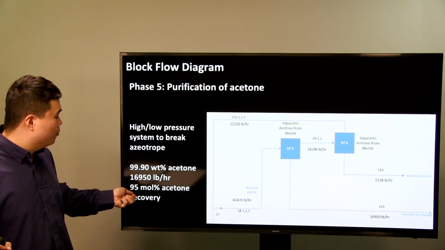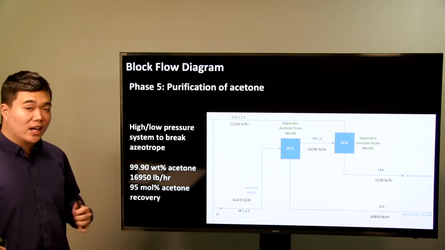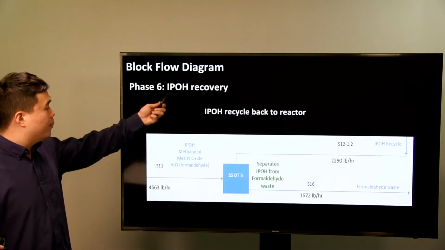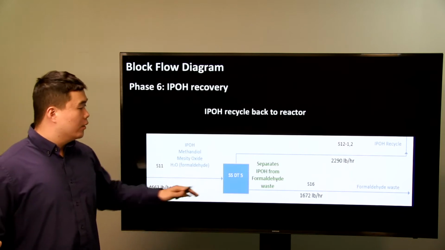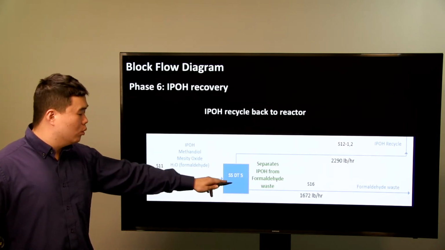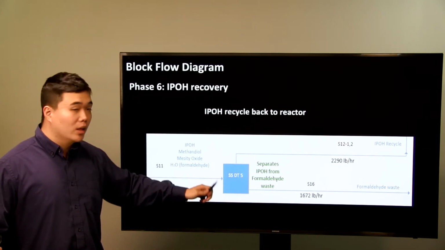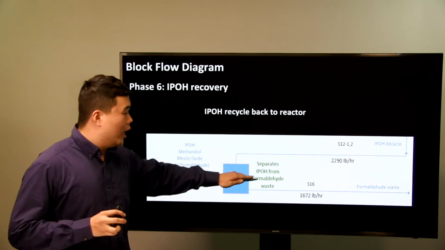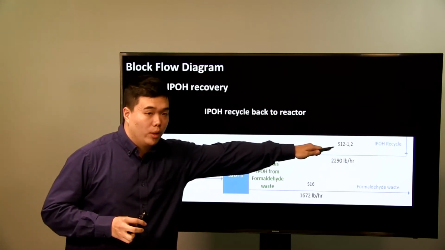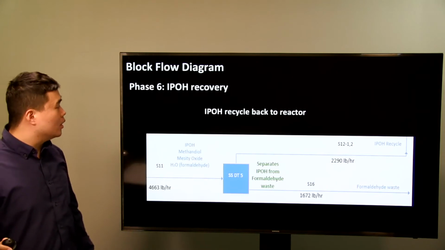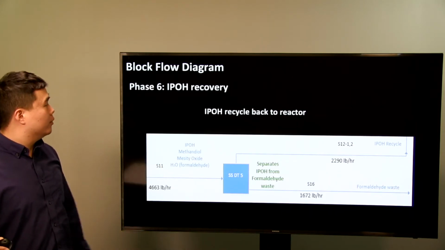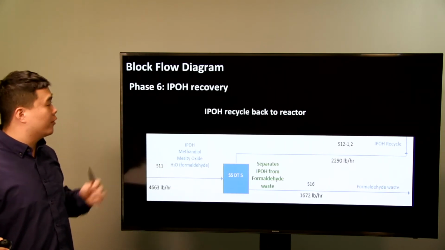requirement, which is 95% acetone recovery, we designed the last phase, which is the IPOH recovery. So the IPOH recovery would be conducted at SSDT5. Over there, we're going to have an IPOH recovery stream going back to the reactor. So that's the entire design of the 6 different phases of the block flow diagram.